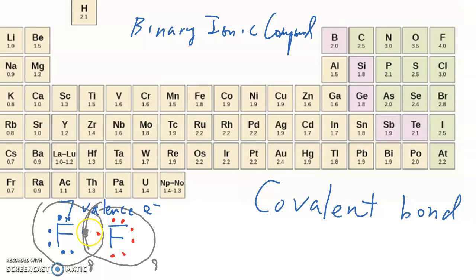And these electrons are sharing. So covalent bond is formed by sharing of electrons. So this is called a covalent bond.